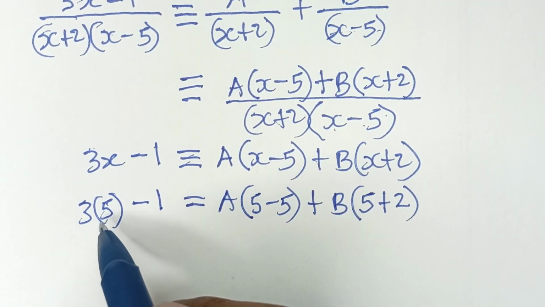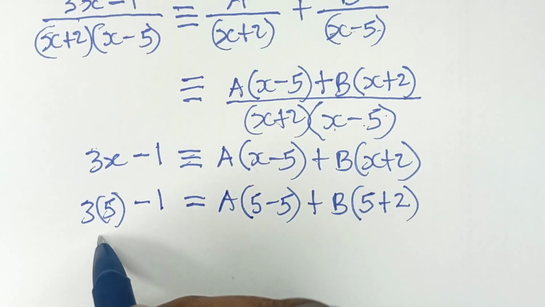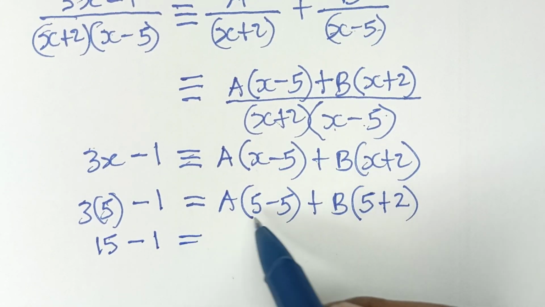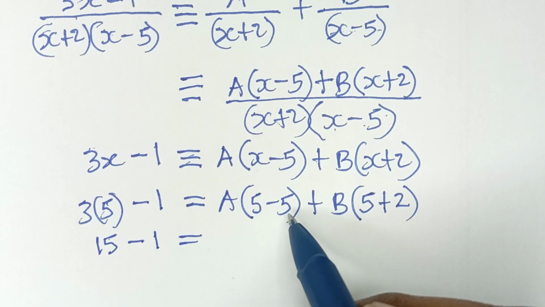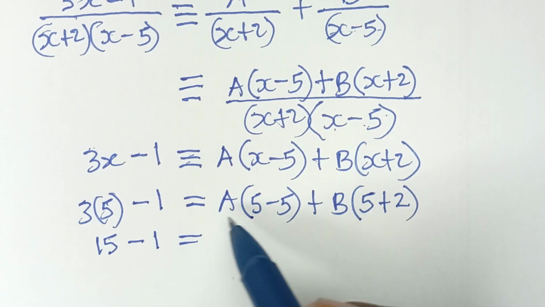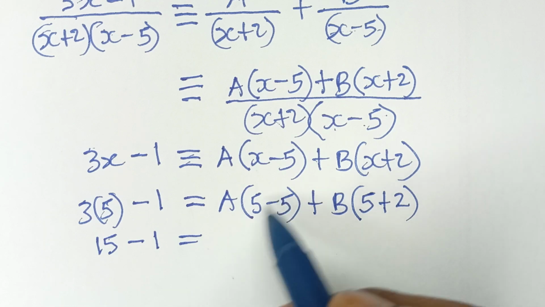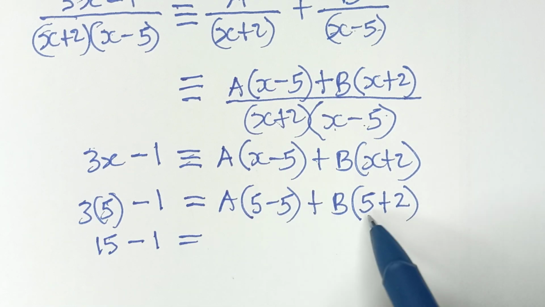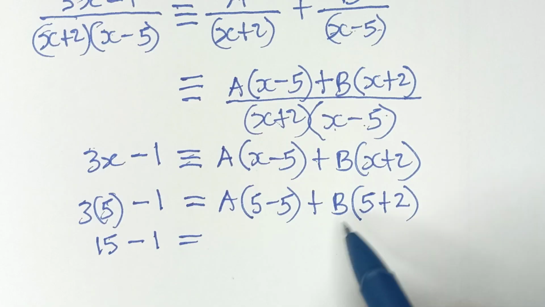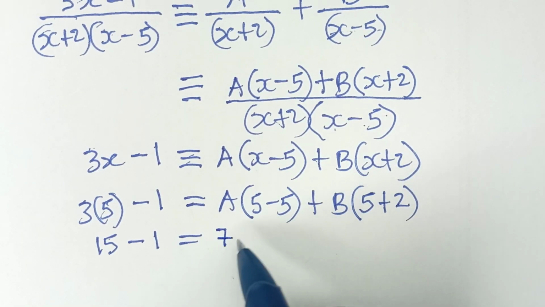So 3 multiplied by 5 is 15, and then minus 1, and that will be equal to 5 minus 5, which is simply 0. 0 multiplied by a is 0, so I can ignore this part. This part has been eliminated. So I'm going to say 5 plus 2, that is 7. 7 multiplied by b will give us 7b.